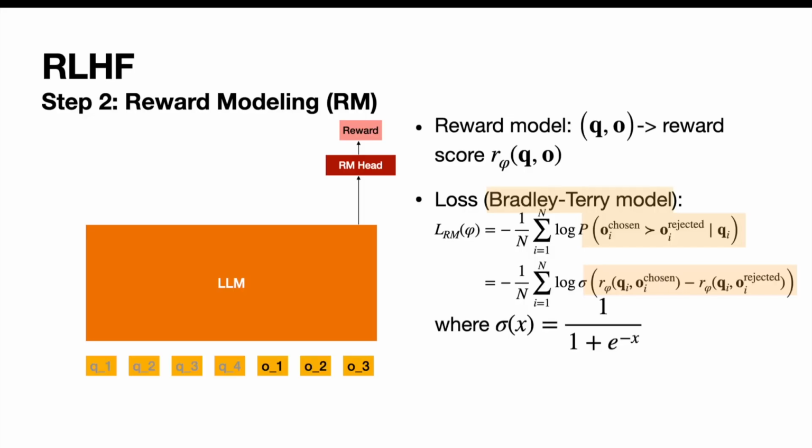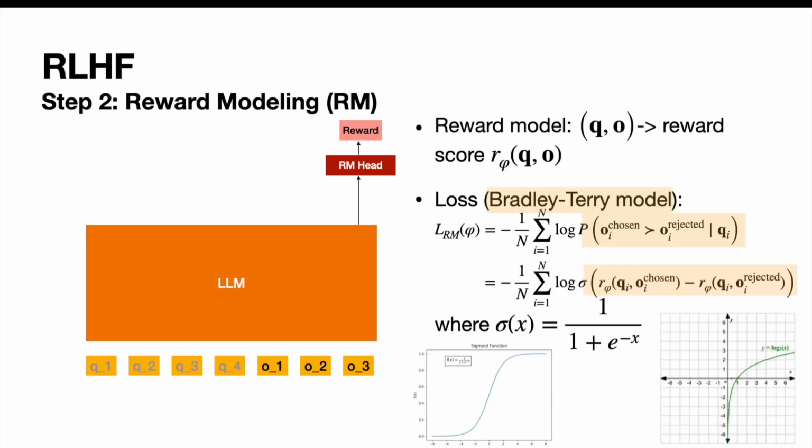In our case, the probability that the chosen answer is preferred over the rejected answer is computed as the sigmoid of the reward difference, the reward of the chosen answer minus the reward of the rejected answer. If the chosen answer's reward is much larger than the rejected answer's, the difference is very positive, the sigmoid is close to 1, and the loss is close to 0. This means the reward model is already assigning the correct preference.